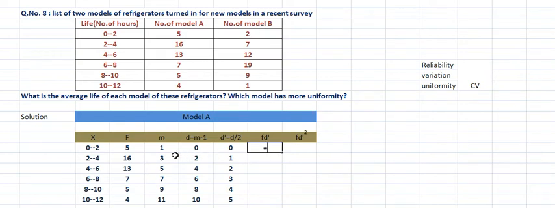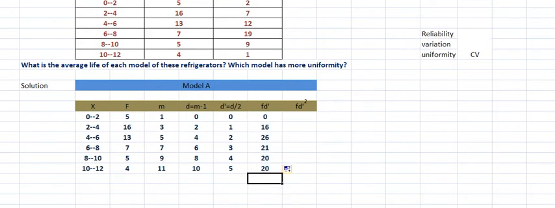So multiply F into D dash: 5 into 0 is 0, 16 into 1 is 16, 13 into 2 is 26, then 7 into 3 is 21, right? Next, 5 into 4 is 20, then 4 into 5 is 20. Clear? So this was the answer for that. Now we need the total of these numbers, and we need the total of frequency also.